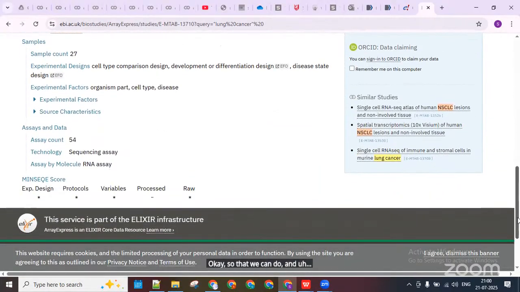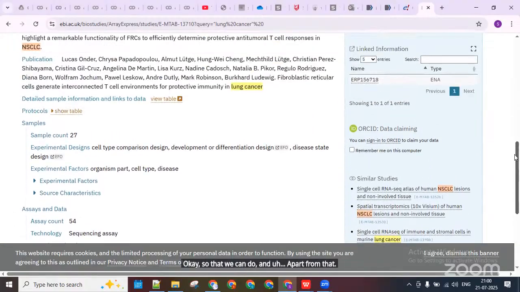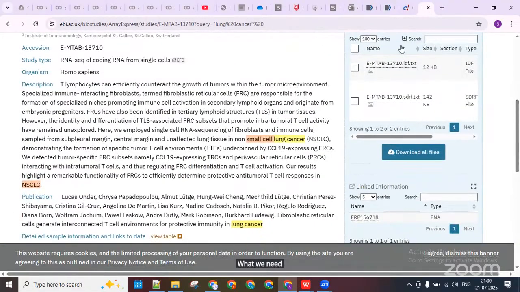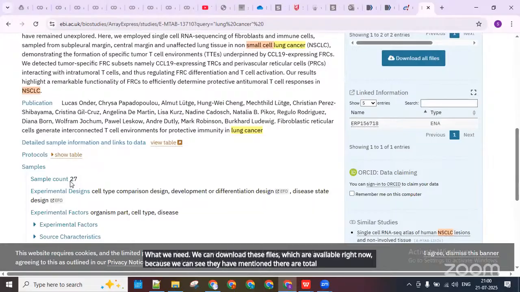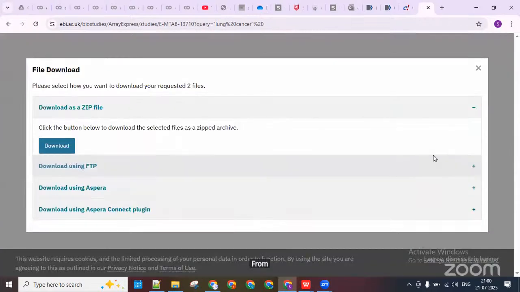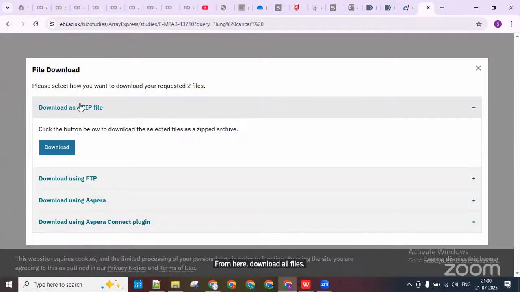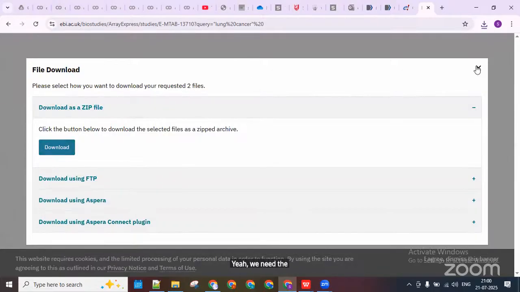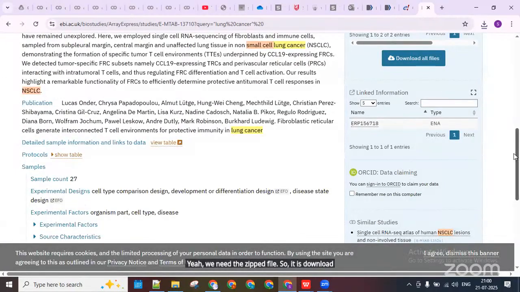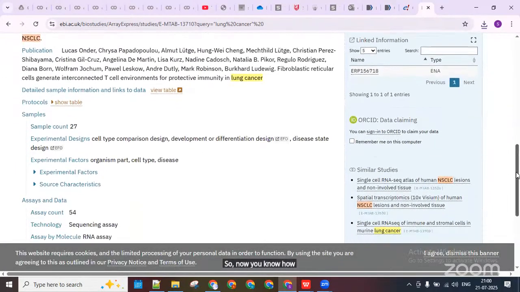And apart from that, we can download these files which are available right now, because we can see they have mentioned there are a total of 27 samples. So the sample count is 27, right? So we can download all the files from here, download all files, and download as zip. Yeah, we need the zip file. So it is downloaded, right? So now you know how to download the files.